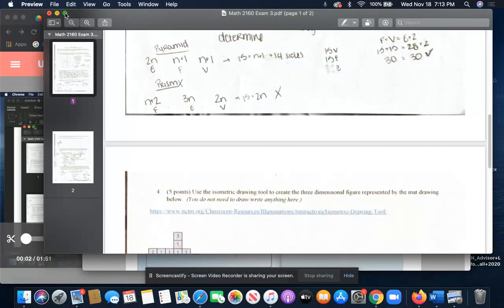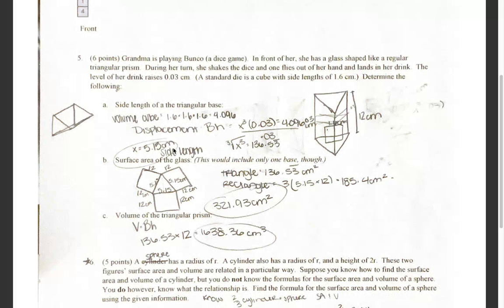All right, if we go back to our exam, we have question number 5. So the side length comes out to be 5.15 centimeters. That's rounded. We know that when we drop in the cube, the volume of the cube is 4.096 centimeters cubed. The displacement is x cubed because it's a regular triangle. So each side is the same length times the height, which is 0.03. That's going to equal the volume of the cube because it's the volume of the drink displacement. Then we solve for that and we get 136.53 repeating, and take the cube root, which gives us the 5.15 as the side length.